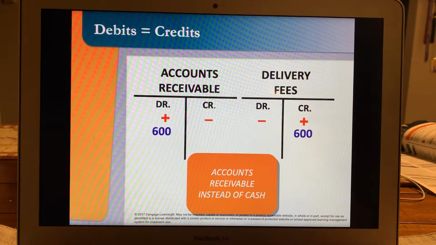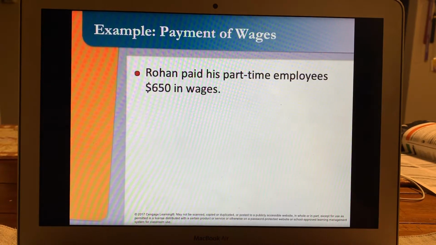So again, our asset account increased, but it's not cash. They'll probably pay within 30 days, something like that.